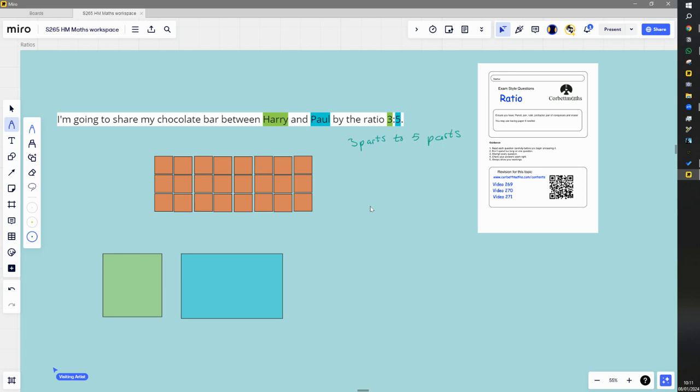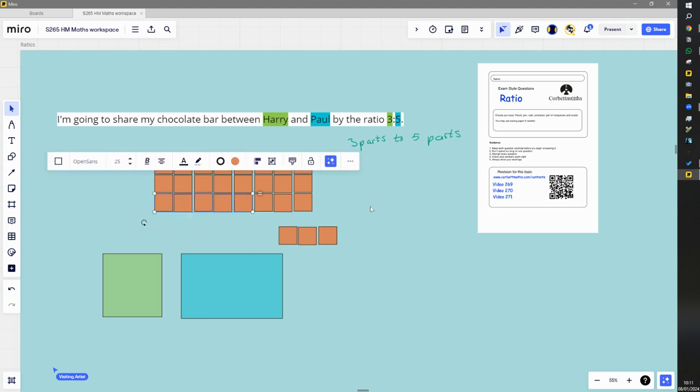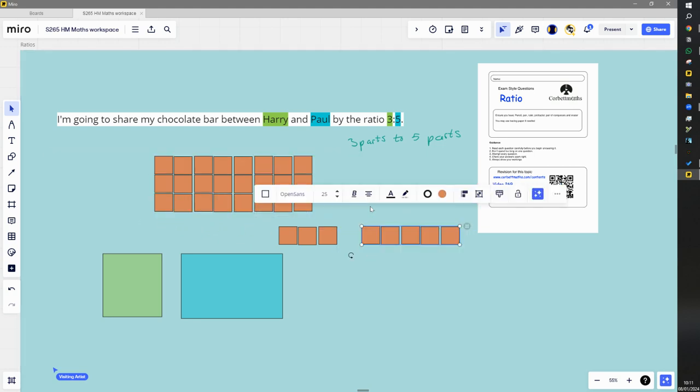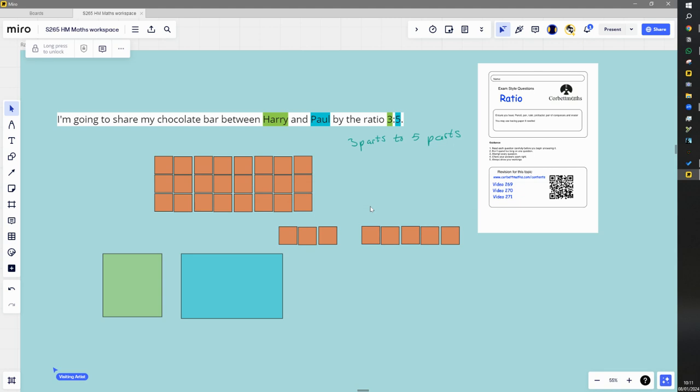Well, a part is just a part of this chocolate bar, and each part, as it were, would be the same. So for example, the answer could be that Harry has 3 bits and Paul has 5 bits, and then it's 3 parts to 5 parts, and each part would be 1 piece of chocolate. But that wouldn't work because it wouldn't use up all the chocolate.